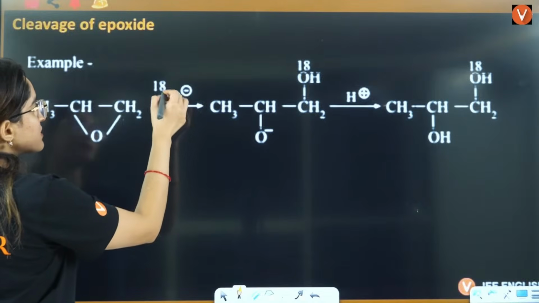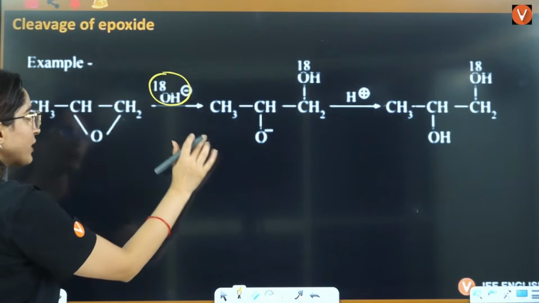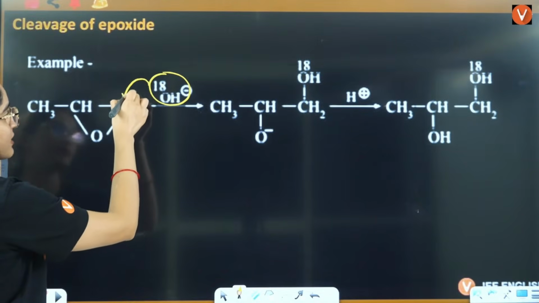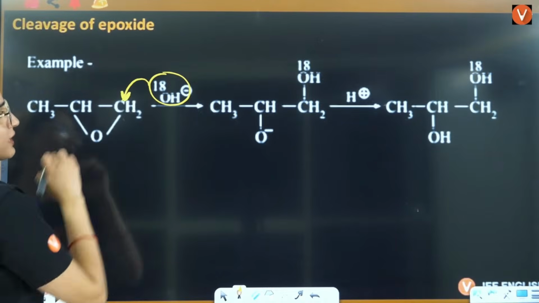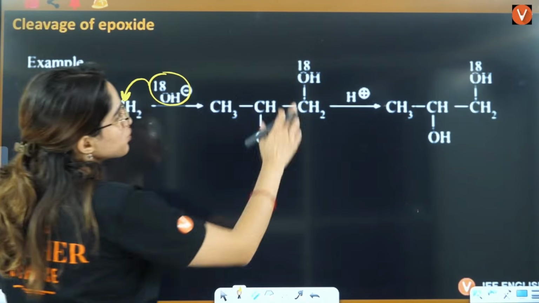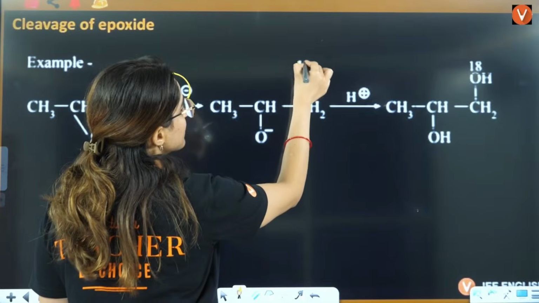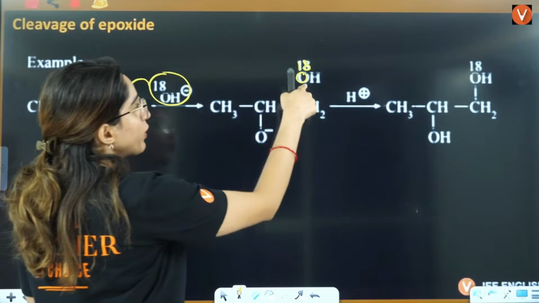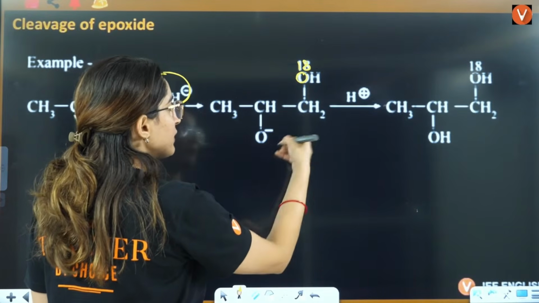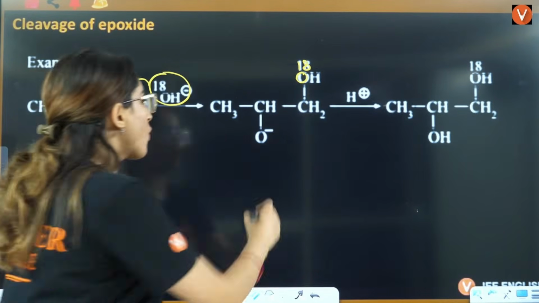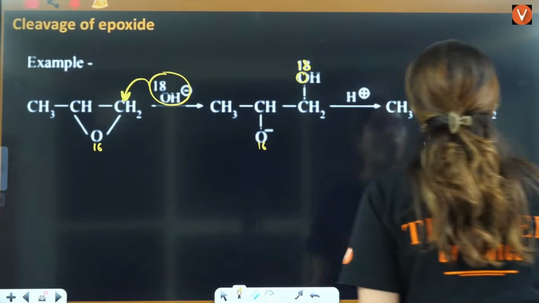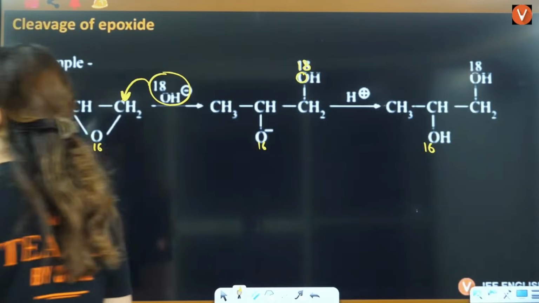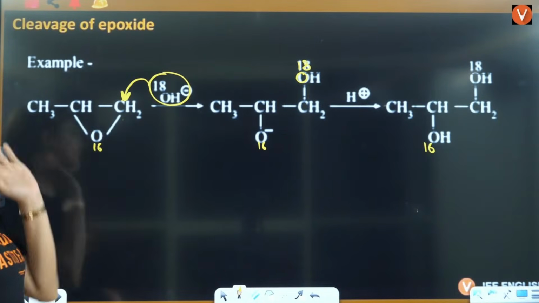Example is, base is this one. This base has only one work. This base is going to attack on the less hindered side. So here it will attack, right? This will give rise to oxygen 18 isotope. 18 means this is the 18 isotope. This is the 16 isotope. This will be O18H. Now what will happen? One hydrogen will be added here. So this is O16 and this is O18. These are the isotope numbers. That means the oxygen that you are adding is actually here, not here.